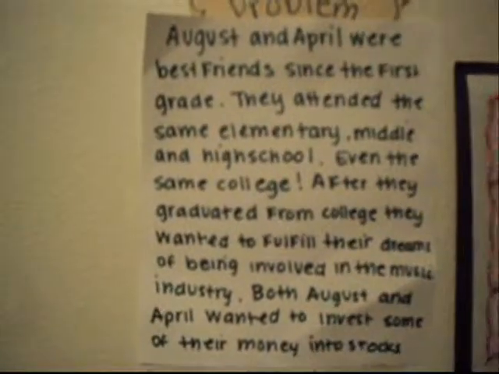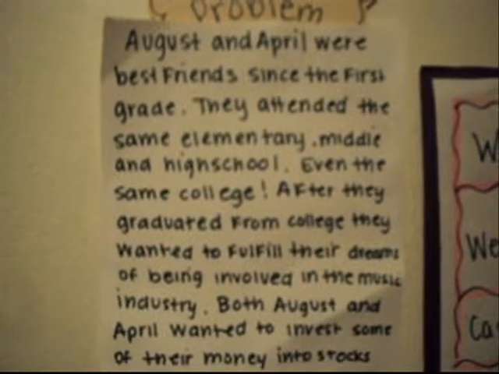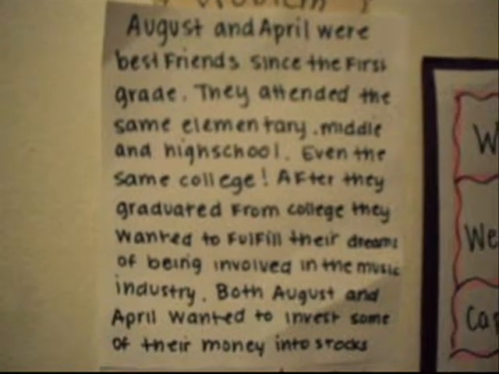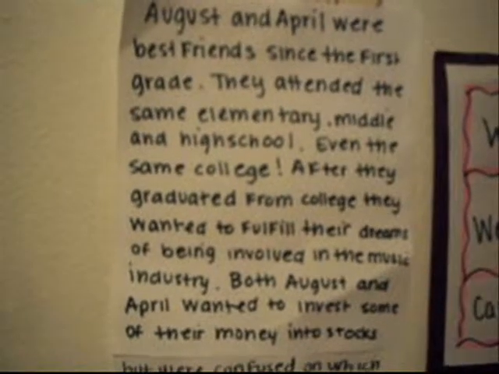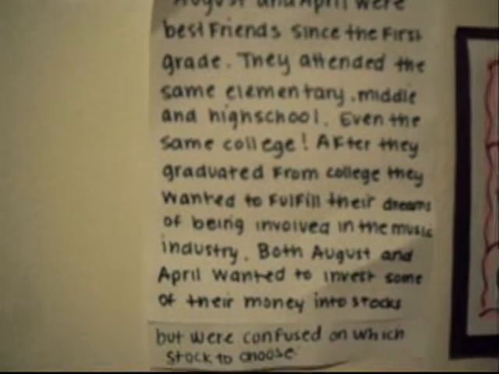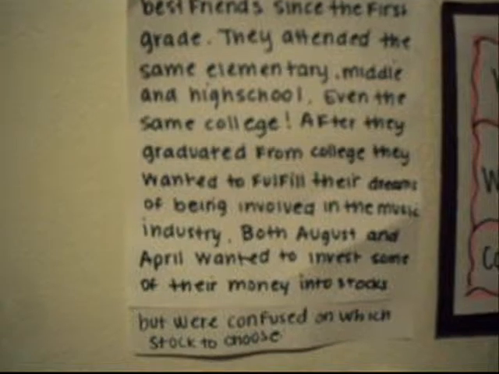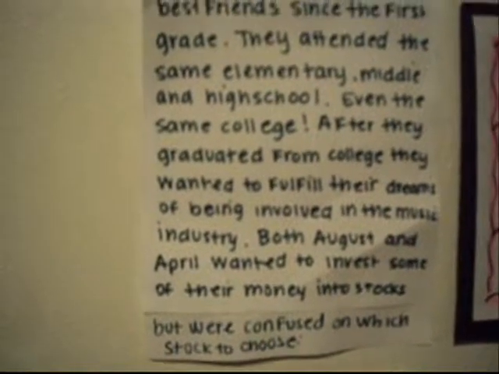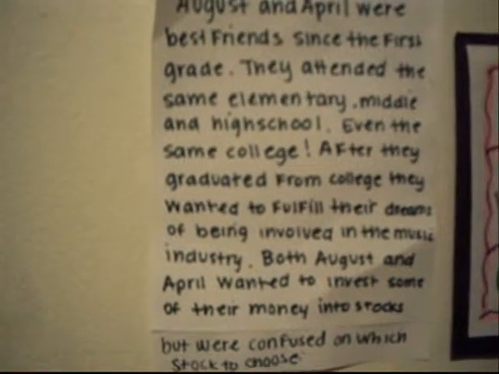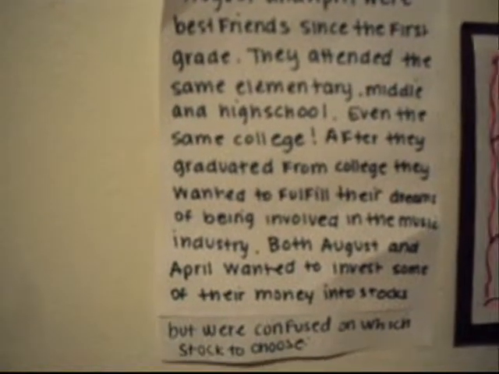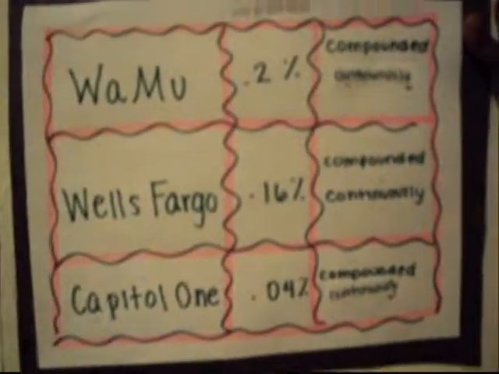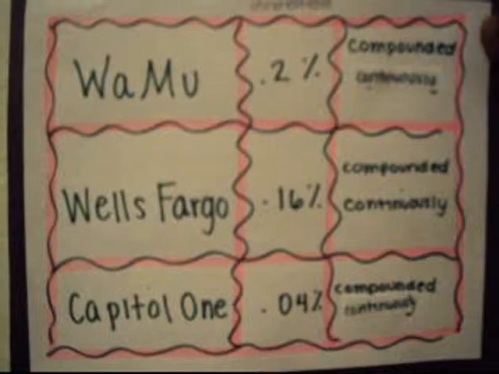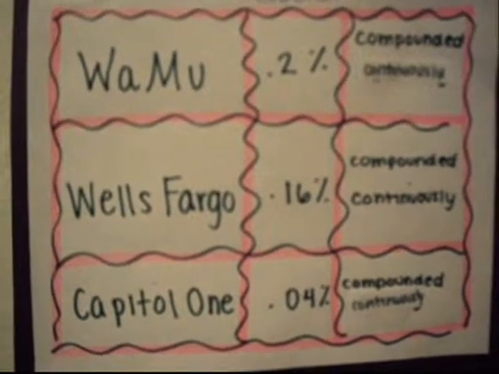Okay, for the challenge problem, it says August and April were best friends since the first grade. They attended the same elementary, middle, and high school, even the same college. After they graduated from college, they wanted to fulfill their dreams of being involved in the music industry. Both wanted to invest some of their money into stocks, but were confused on which stock to choose. So right here is a chart which includes 3 banks, 3 different interest rates, and 3 different compounding types.